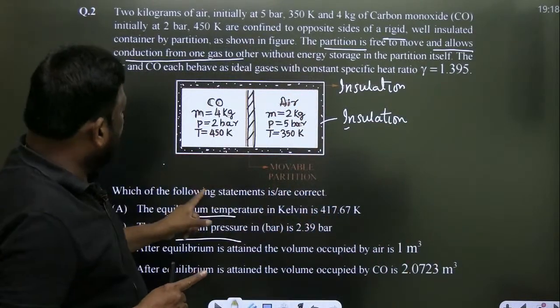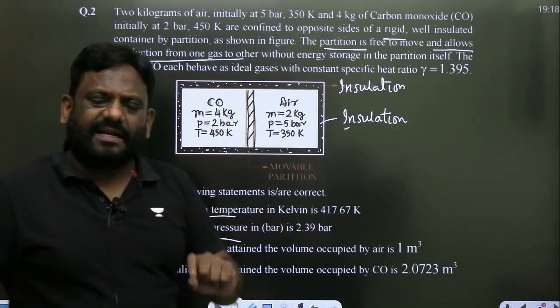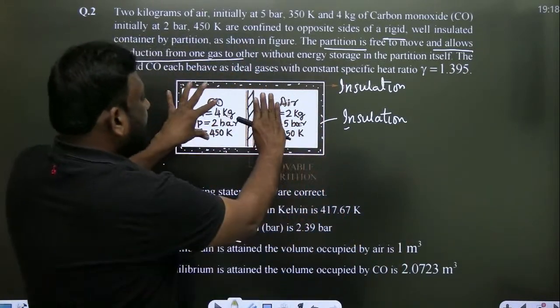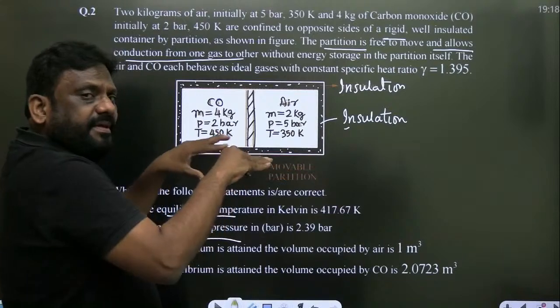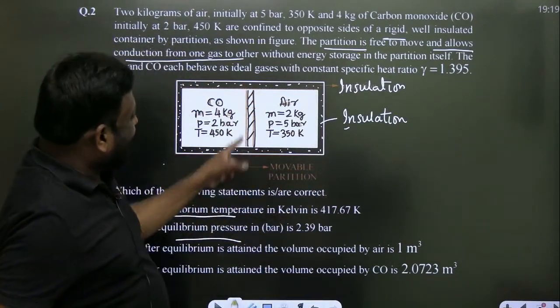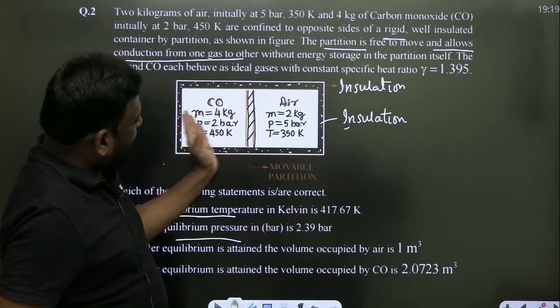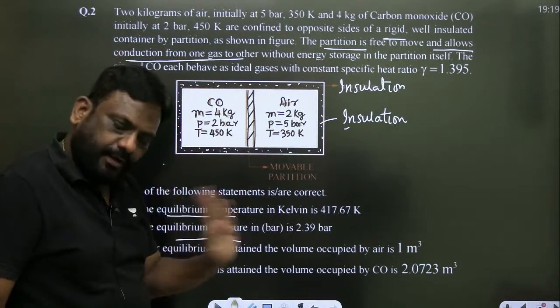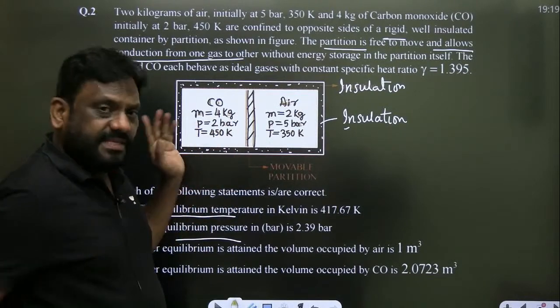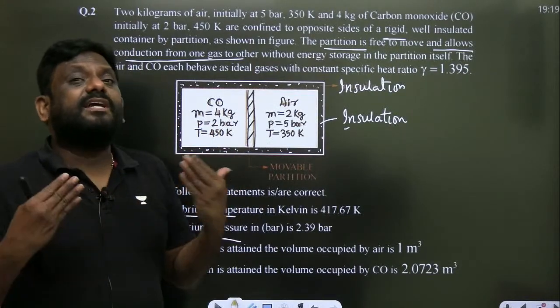Similarly, equilibrium temperature final. So can I say that finally, once the equilibrium is reached, both attain same pressure. When the equilibrium is reached, both attain same temperature. Because it is conducting. When it is conducting, there is a heat transfer. Both will achieve same temperature. Very good. That is equilibrium temperature. Similarly, both pressures should be same on this side.